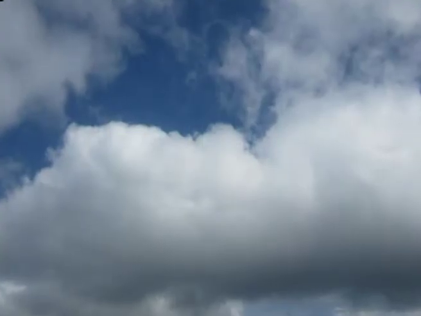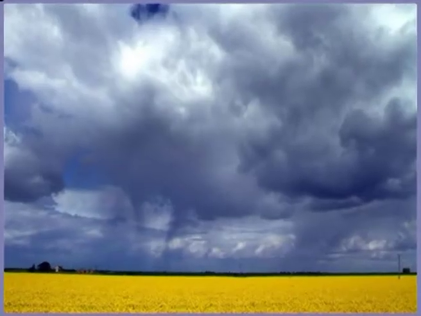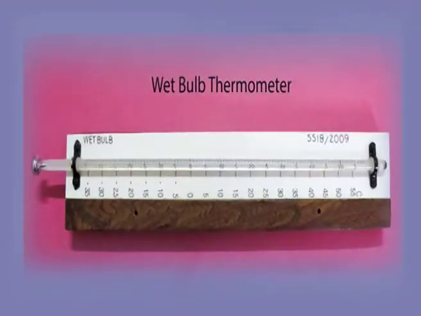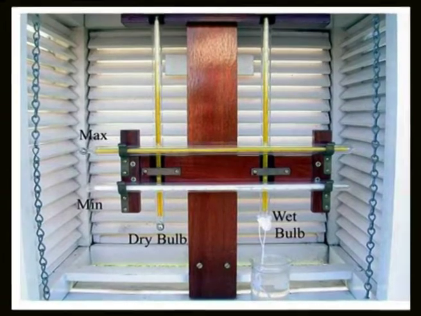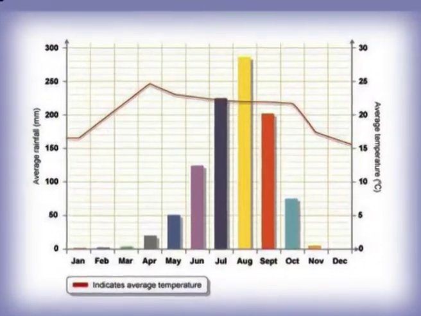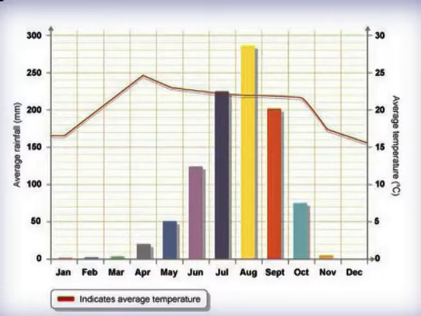Its readings are not influenced by water vapor and hence remain higher than those of the wet bulb thermometer. The drier the air, the greater will be the difference between the readings of the two thermometers. The greater the humidity in the air, the less will be the difference in their readings. When the difference is known, humidity can be calculated easily with the help of tables.